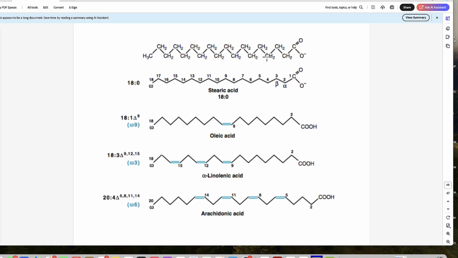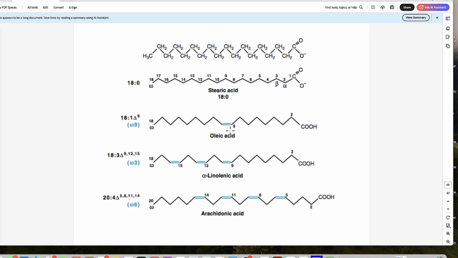Okay, so this is the first part of how you name your fatty acids. Count the number of carbons: 1, 2, 3, 4, 5, 6, 7, 8, 9, 10, 11, 12, 13, 14, 15, 16, 17, 18. So this is an 18 carbon molecule. So 18. The next number after the colon denotes how many carbon double bonds are present. Okay, there are no double bonds here. We're not counting this carbonyl. So there are no double bonds here, so it's 18:0.